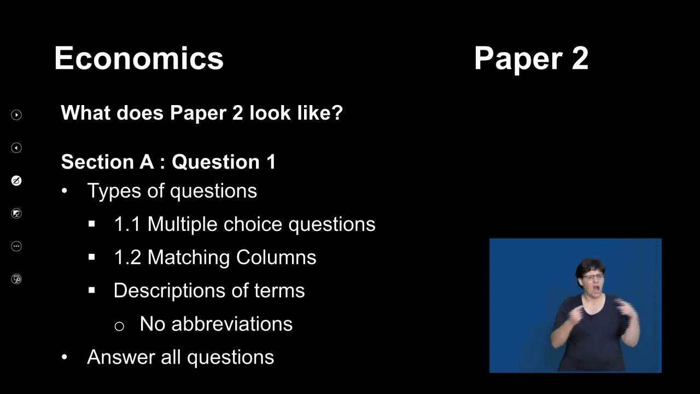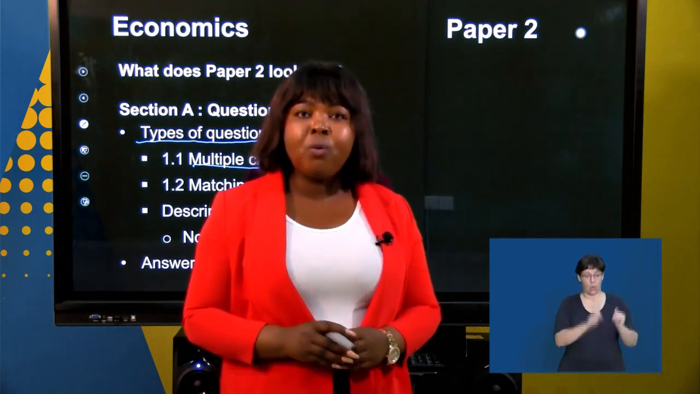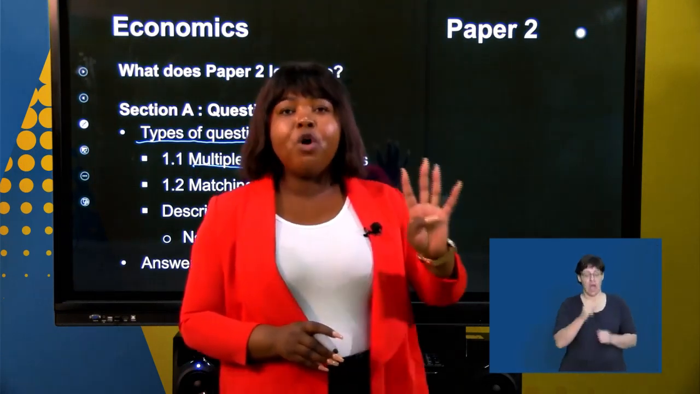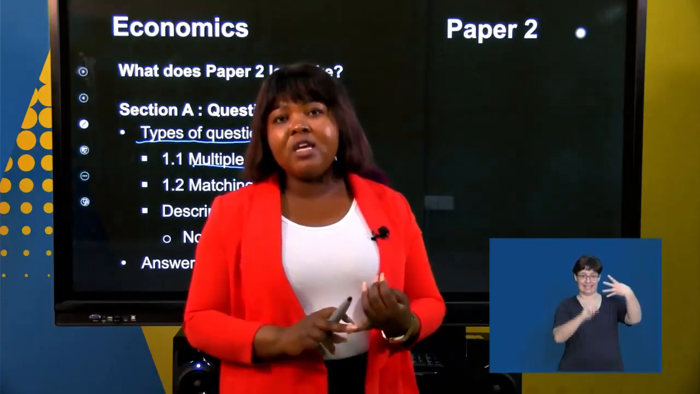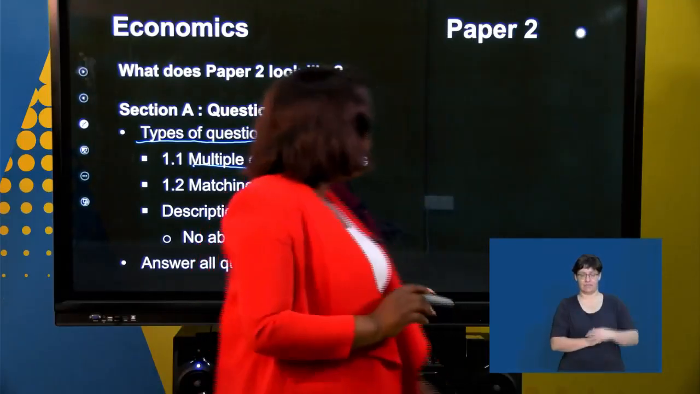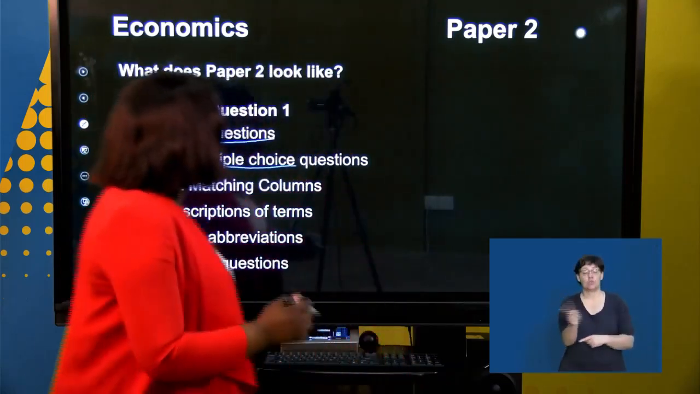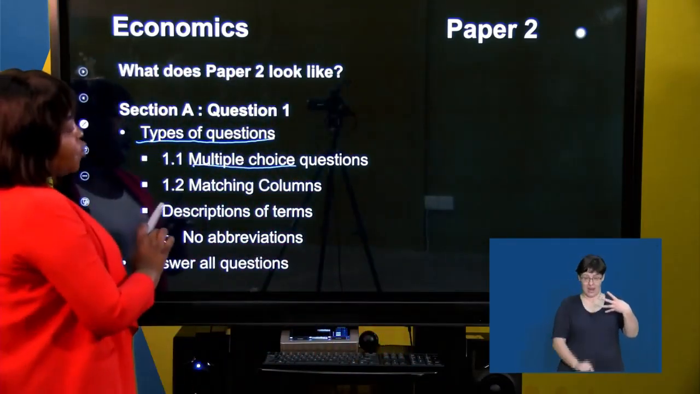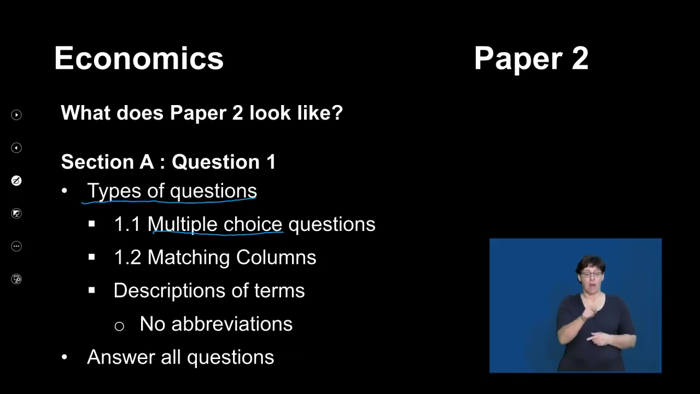The type of questions that you can expect in your Section A, in your question 1: for 1.1, we've got our multiple choice questions. Like I've already said in Paper 1, your multiple choice questions run from question 1.1.1 right through to question 1.1.8. You are given 4 options there: option A, option B, option C, and also option D. You are encouraged to choose 1 option per question. So if your answer for 1.1.1 is A, you only choose A. Don't write A or B, or B or C there. Just choose 1 option.